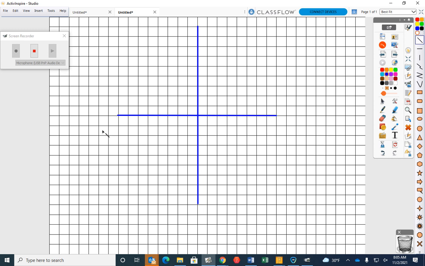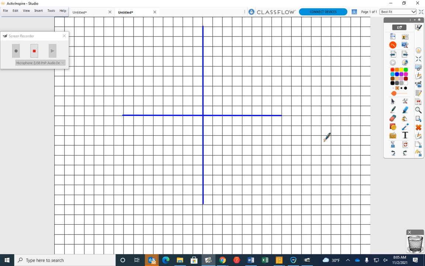Give me a point on a graph. Stella, give me a point on a graph. Any point. 1, 6. Okay. So over 1, up 6. So I have a point right here.